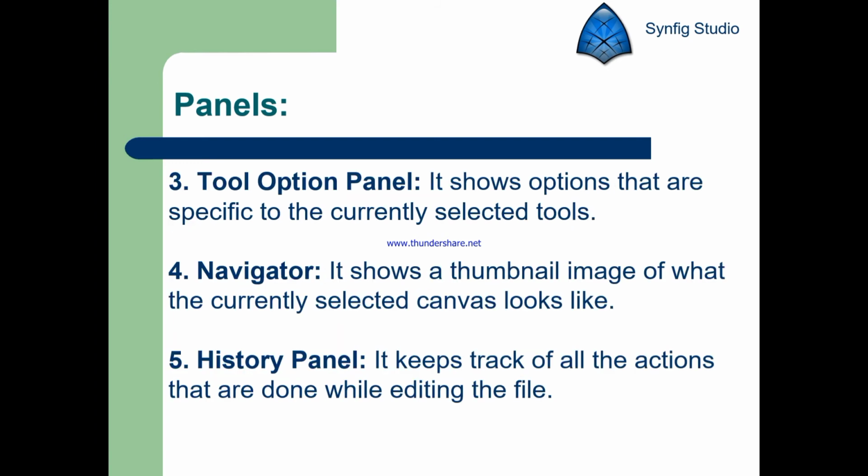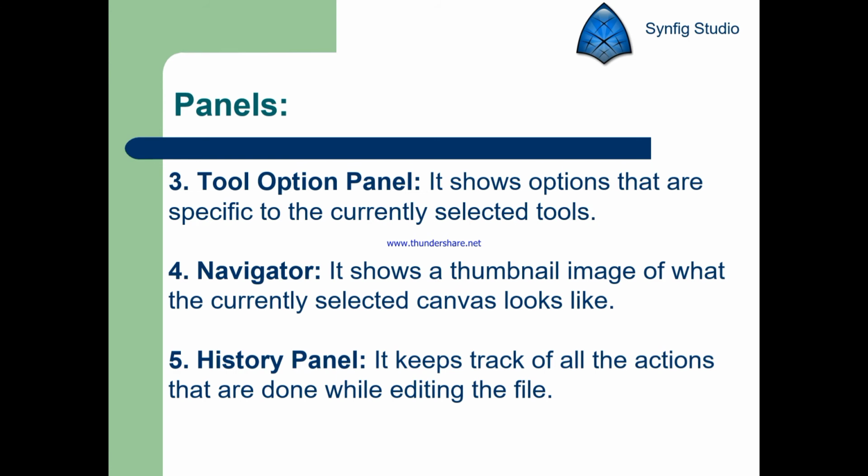Then we have the tool options panel. It shows the options that are specific to the currently selected tool. If you have multiple tools, circle, rectangle, star, polygon, whichever tool you are currently dealing with, that will be shown in the tool options panel.